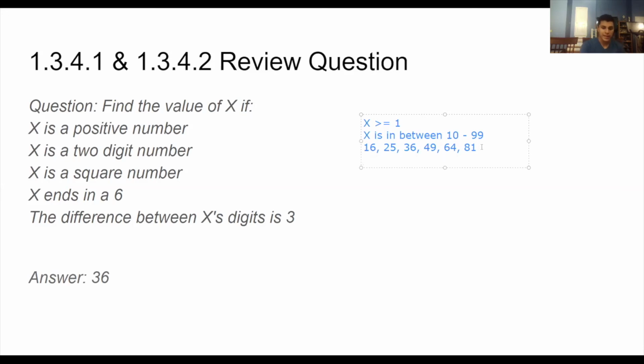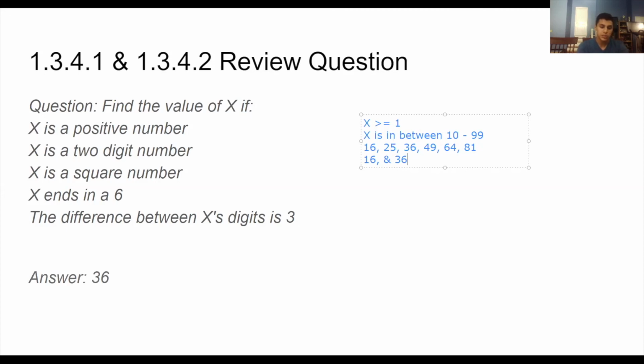So x ends in a 6. So we've already eliminated it down to 6 numbers here. We can eliminate it down to just 2, because only 2 of these square numbers end in a 6, and those are 16 and 36. So x could either be 16 or 36 based off these 4 conditions, but we have one more in order to find the value of x.